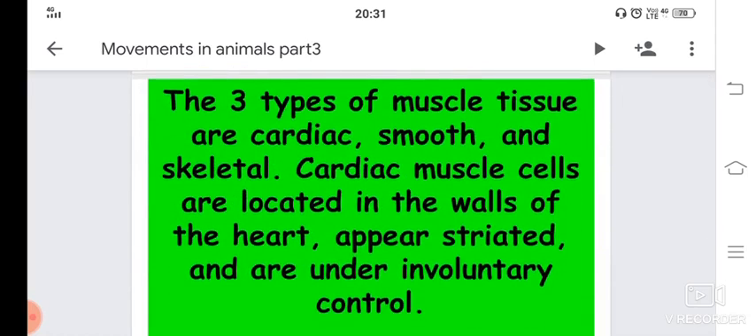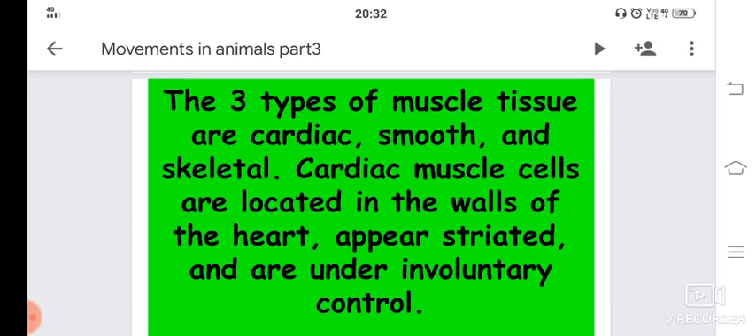The three types of muscle tissue are cardiac muscle, which is present only in our heart; smooth muscles, which are muscles we have in our body without bone; and skeletal, which means throughout the body the bones are connected to the tissues, that is muscle. Cardiac muscle cells are located in the walls of the heart. So these cardiac muscles are present only in the heart.